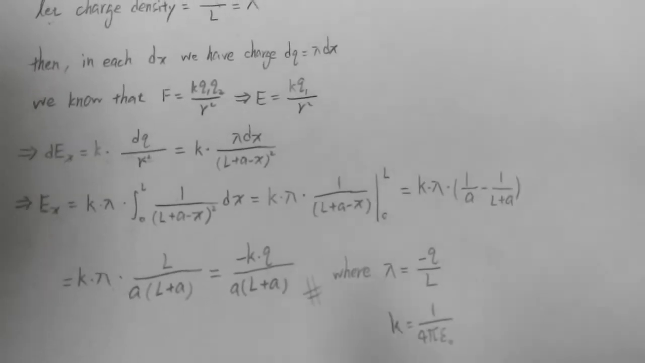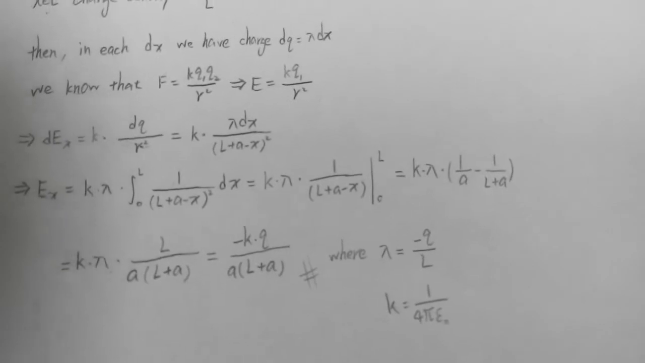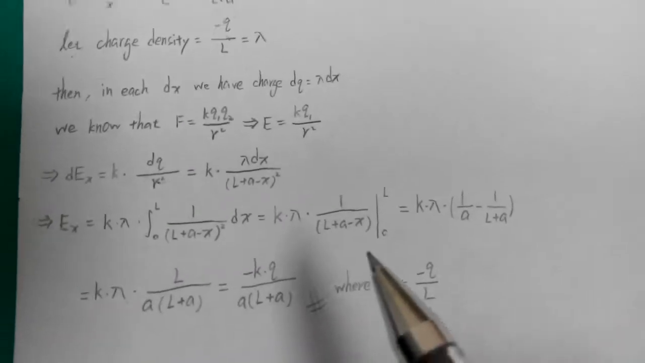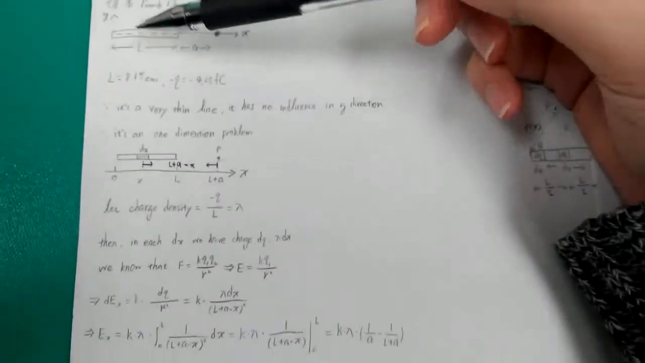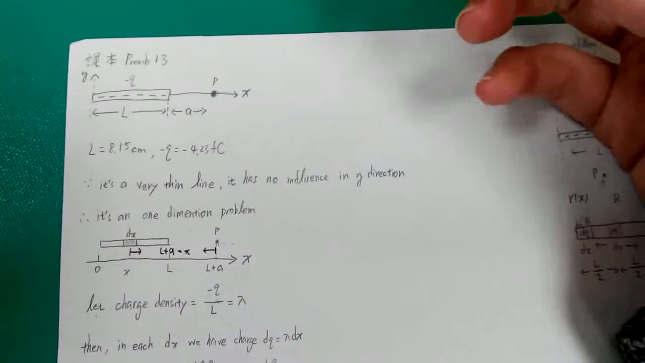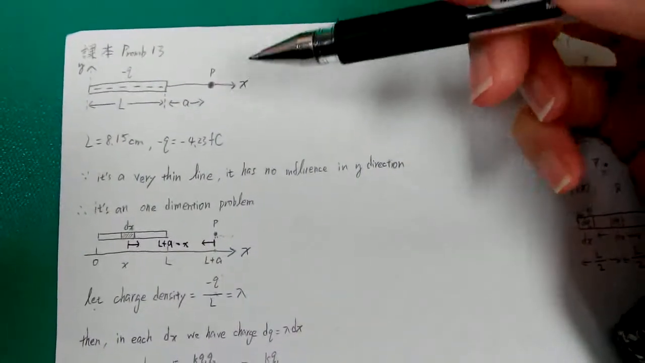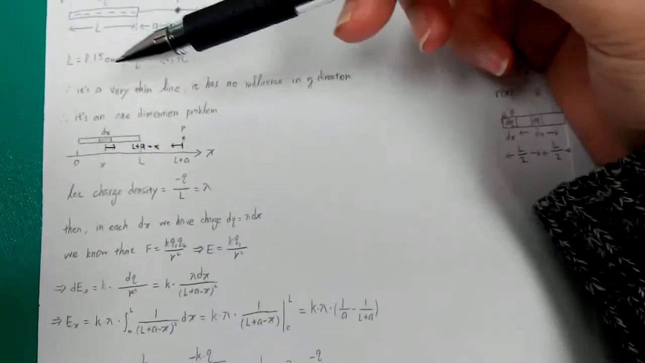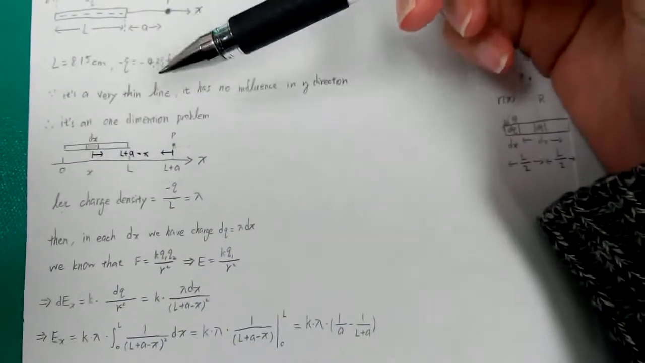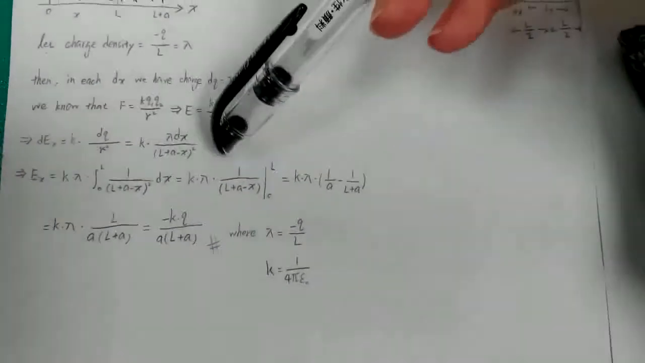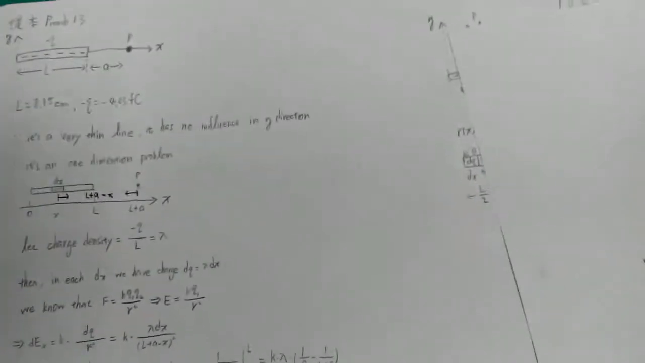Okay, so yeah, that's all. You can also substitute all these here inside, and then you can also solve the problem, the 13th problem in the textbook and in chapter 22, just by taking the number of 8.15 centimeter as L and minus 4.23 as Q. You can try to calculate like that.